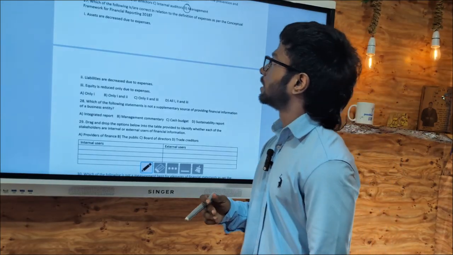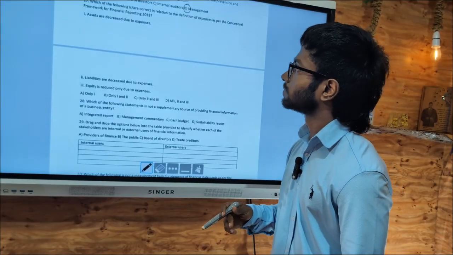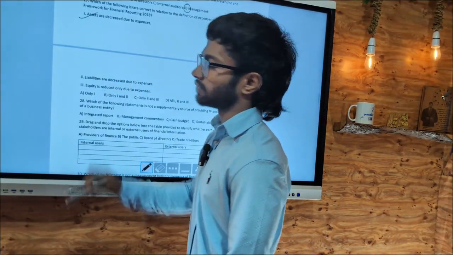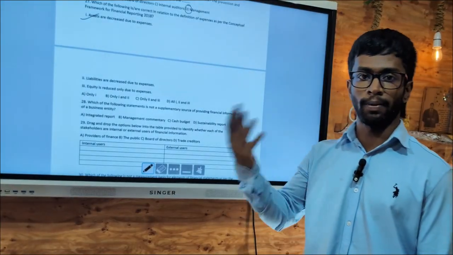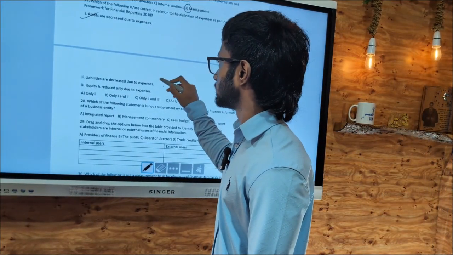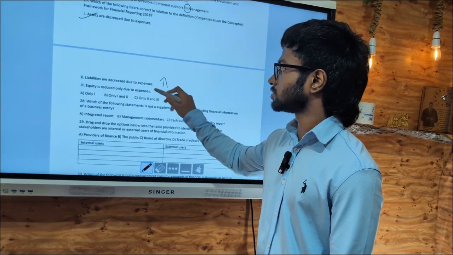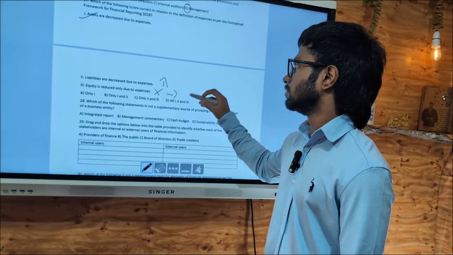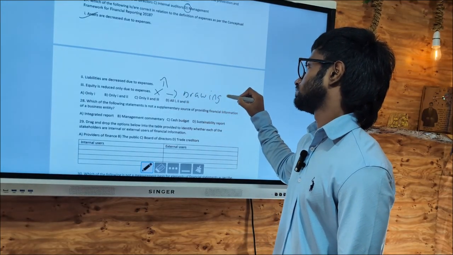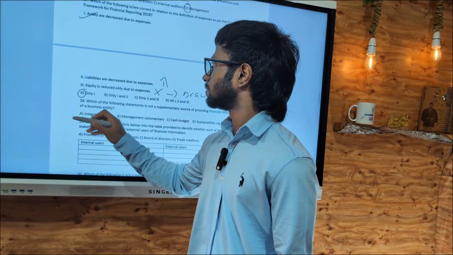Next, which of the following are correct relation definitions of expenses as per the conceptual framework? Assets are decreased due to expenses. That is so, assets reduce. When you are settling an expense, you might have to pay in cash. Liabilities are decreased. That is wrong. This would increase liabilities. Equity reduces only due to expense. That is also wrong. It will reduce due to drawing cost. Drawing cost will reduce your equity. So here it should be answer number 1.